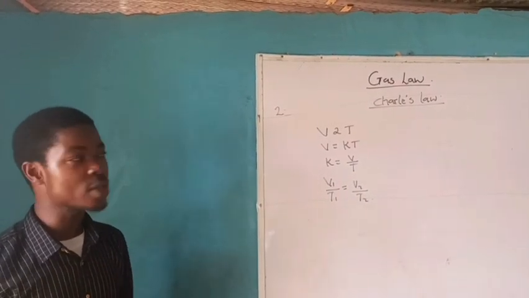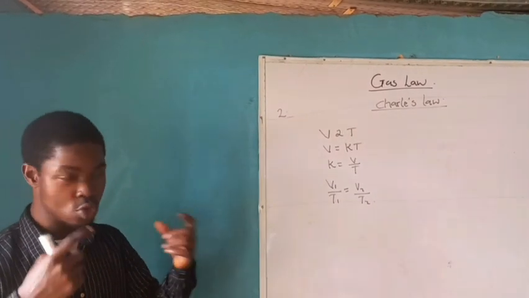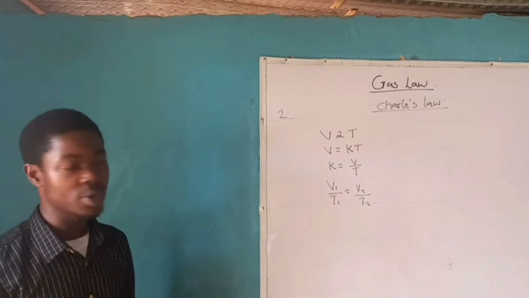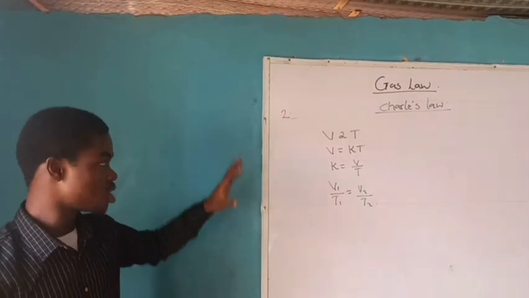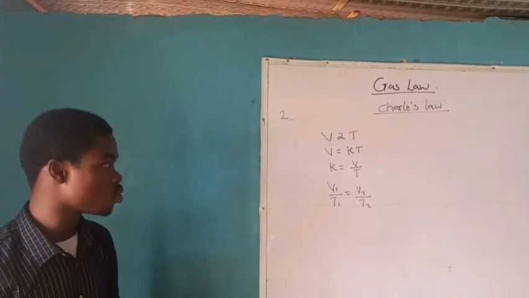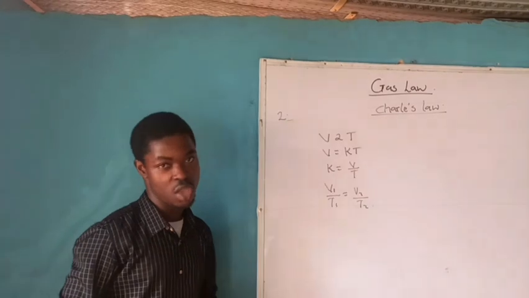So if we try to reduce the temperature of a gas, what will happen to that gas? The volume will begin to decrease. We decrease the temperature, the volume will begin to decrease. Are we following? So this is what Jacques Charles was trying to tell us. So I'll just quickly talk about absolute temperature.